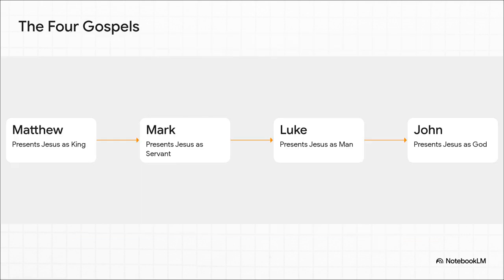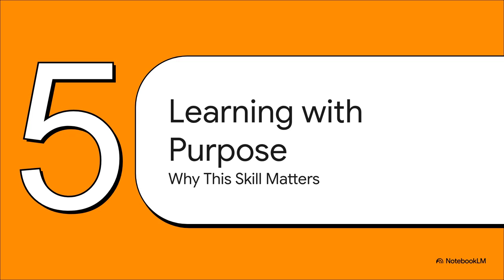And this is a perfect example from the source. When you look at the 4 Gospels, they aren't just 4 random guys telling the same story. According to this analysis, each one was written with a very specific purpose. Matthew presents Jesus as king. Mark shows him as a servant. Luke focuses on him as a man, and John presents him as God. It's like each book is its own unique text feature designed to show us a different facet of the same person.